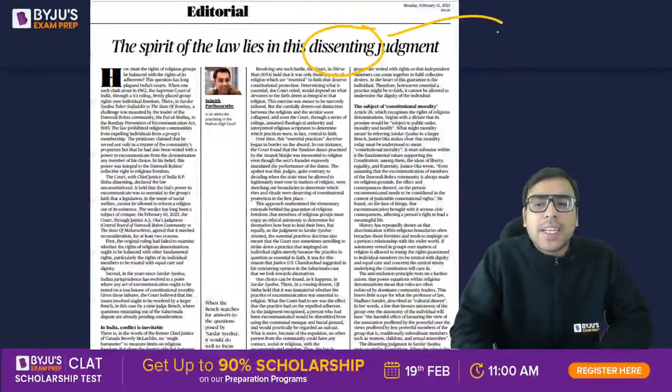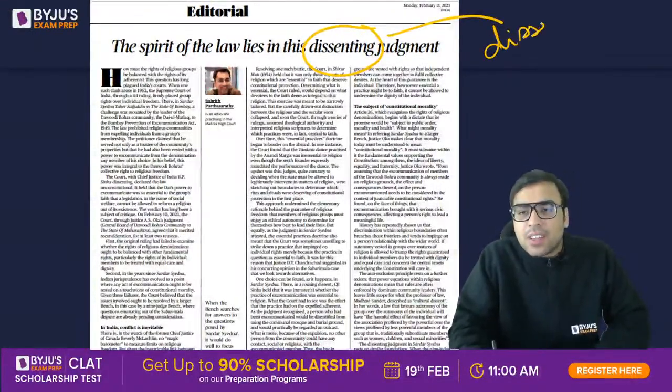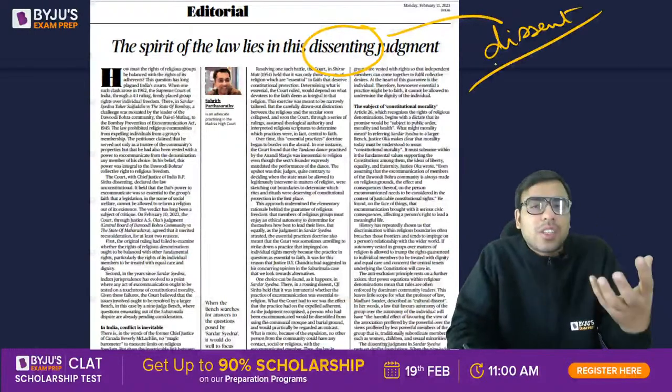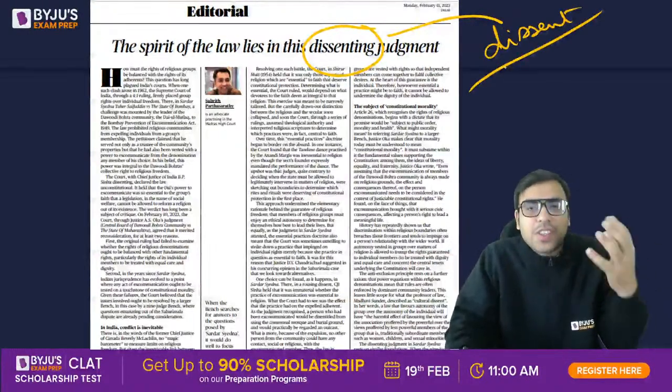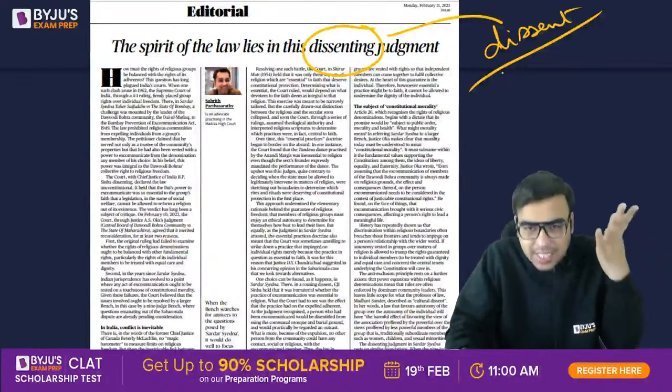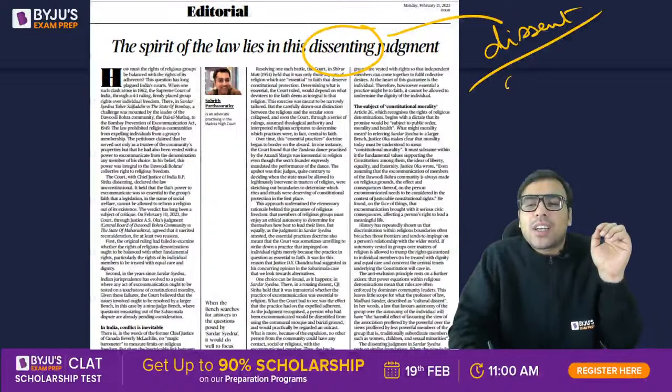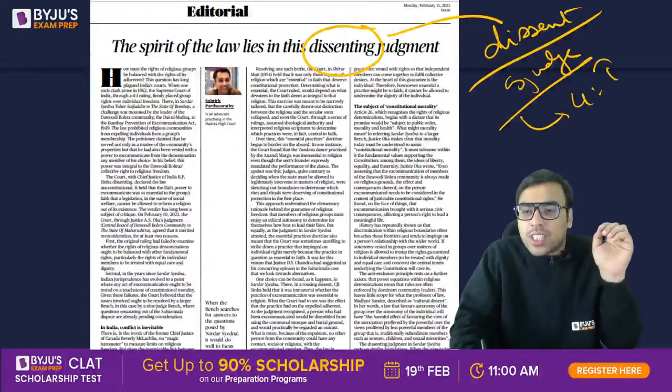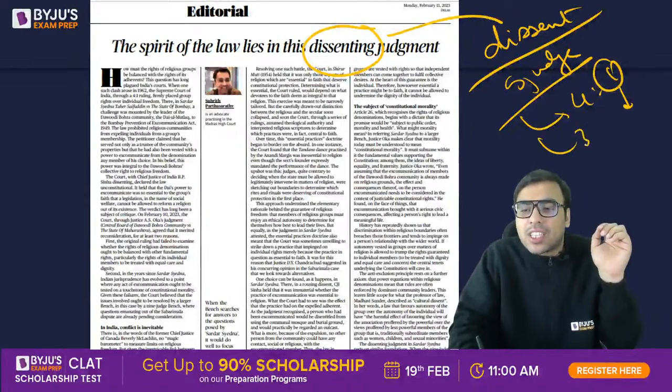So what do you mean by dissenting judgment? Dissent means the opposite to the general view, right? So we use a general opinion. If someone is giving an opposite opinion, that is called dissent. Now let's say there's a judgment where a 5-judge bench passed an order and there is 4:1, or 3:2. So this one judgment will be dissenting.